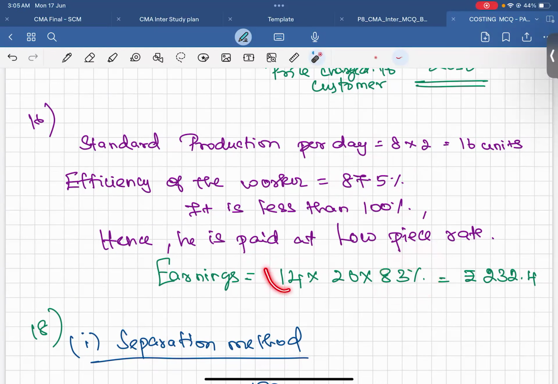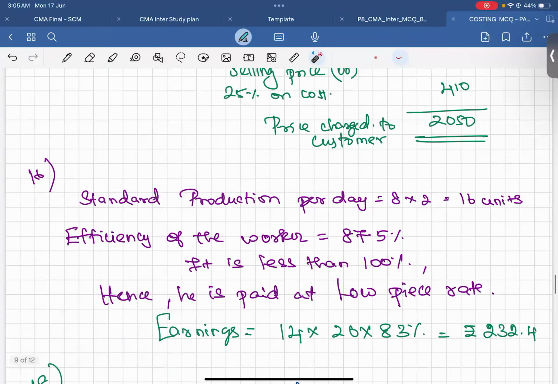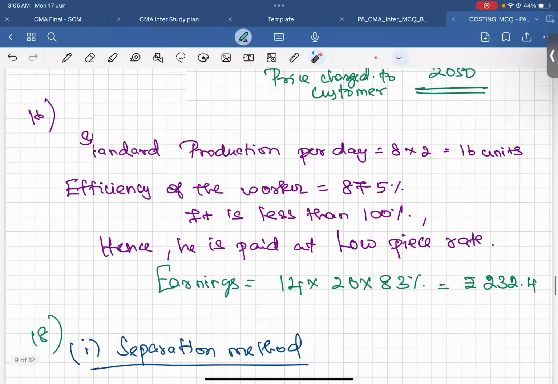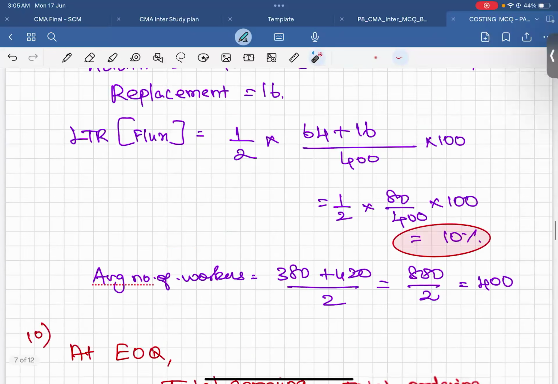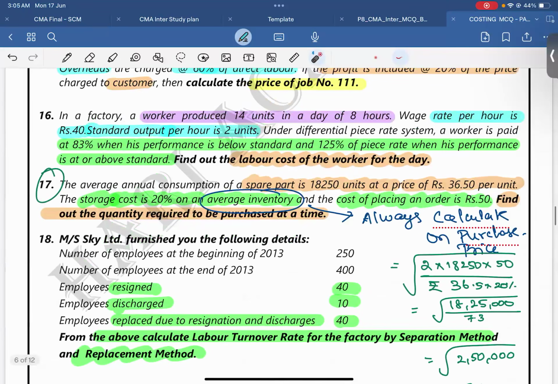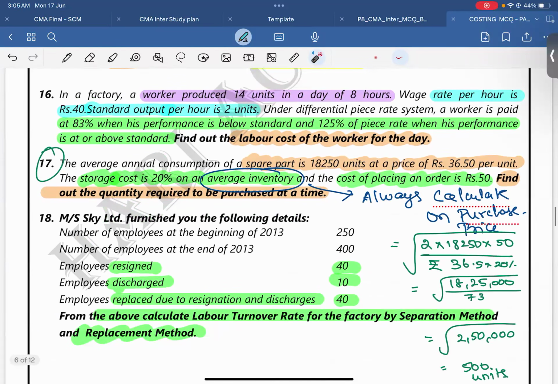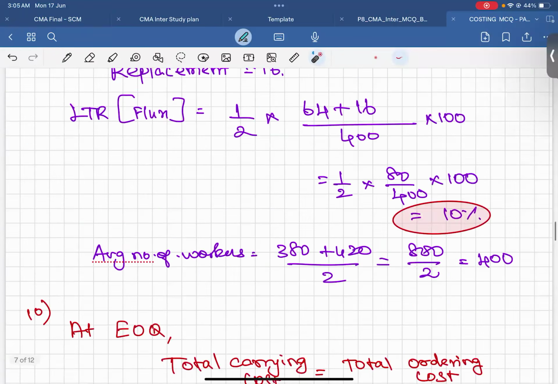So what are the earnings? 14 units of 20 into 83 percentage. You will get rupees 232.4. Rupees 232.4. What is 1420 and all? What is 1420? They have given 14 as the number of units, and here 40, 14, right?